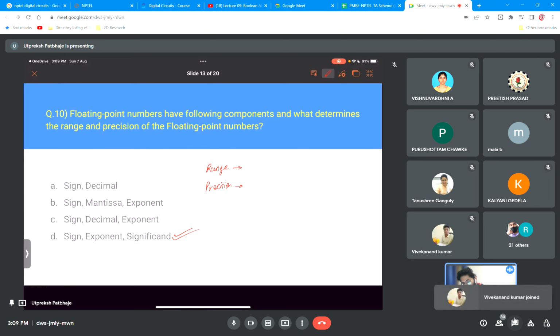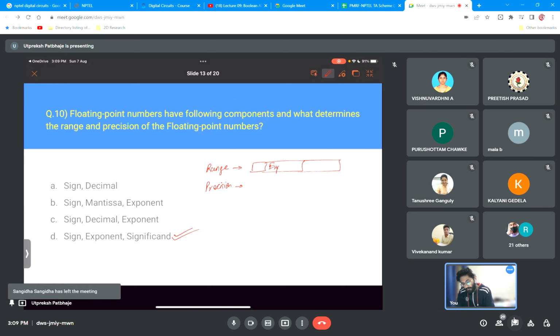So range will be defined by your exponent component that comes in the center of this notation that the professor might have discussed. So this exponent basically defines the 2 to power whatever number you have in the exponent part. So this 2 to power will define whatever range you can represent using this floating point notation, whereas the precision is given by the significant part.